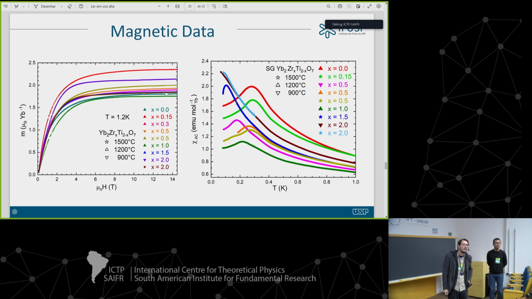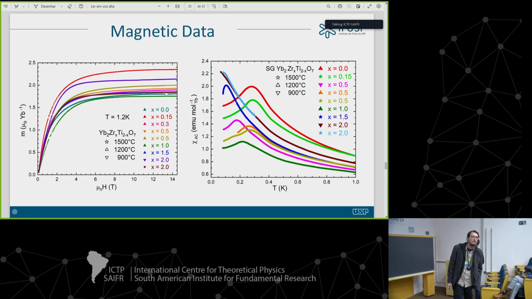So the stoichiometric one, the x equals 2, is that available in reasonably large single crystals that one can hope for neutrons? No, they are all powder samples. Okay. Thanks.